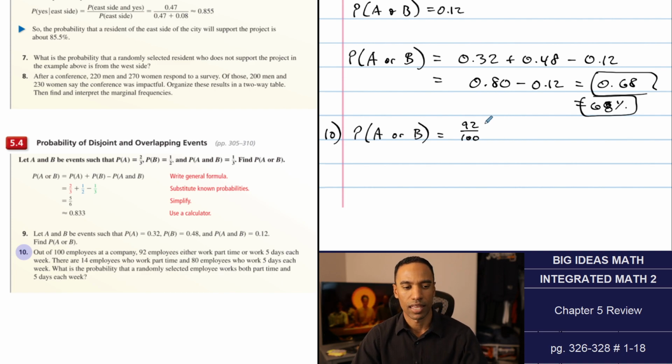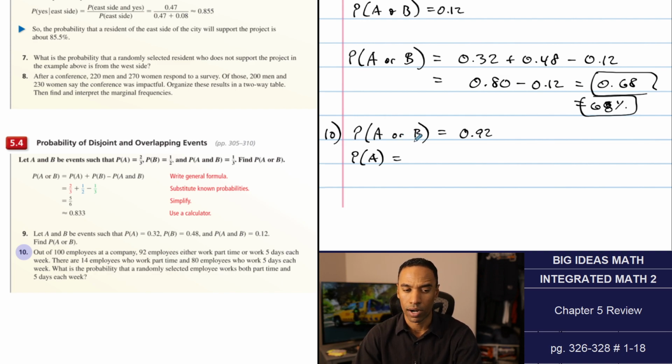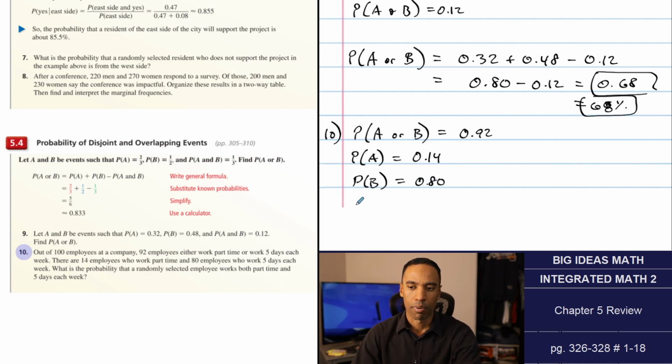You know what? They say the 100 employees, should we just stick to decimals? So 0.92. So probability of those who do work part-time is 14 out of 100, 0.14. Probability of B, 5 days a week, is 80 out of 100, so 80%, 0.8. And probability of A and B is the unknown.